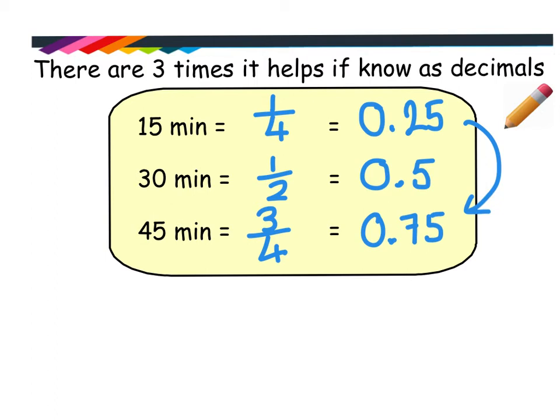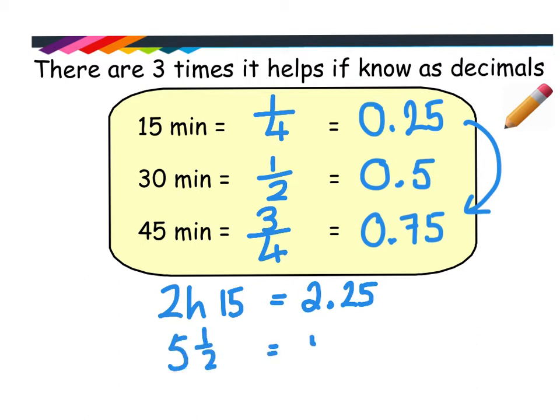If I give you a question that's talking about maybe 2 hours 15 minutes, we are going to write that as 2 for the 2 full hours, and then the 15 becomes 0.25. So we would write that as 2.25 hours. Similarly, if I asked you that something took 5 hours 30 minutes, we'd write that now as 5.5. So it's important we use the correct decimal, okay?